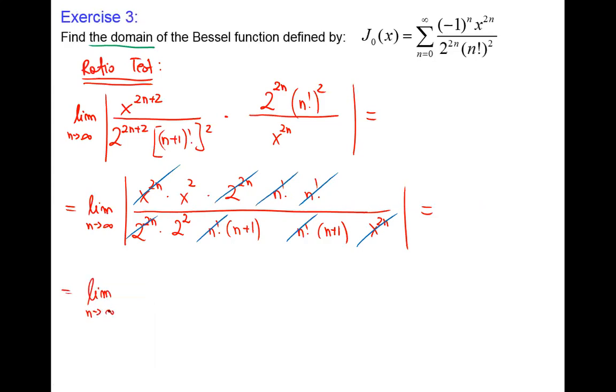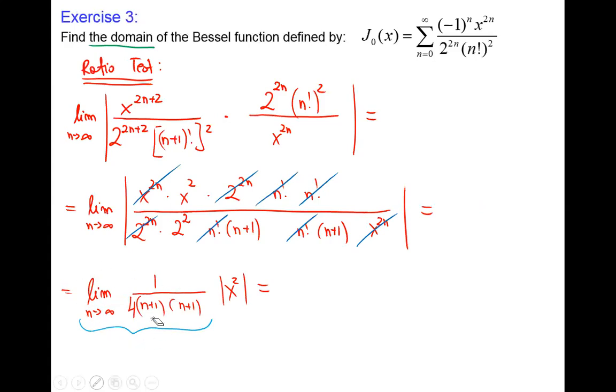Limit as n goes to infinity, and I have to collect all of the n's. 1, n plus 1, n plus 1, and then only x squared stays. Oh, I'm missing something, 2 to the power of 2, 4, which is important, maybe not in this case, because we will get the same limit with 4 or without 4, but still we have to have everything. Okay, that means, can you tell me what is this limit?